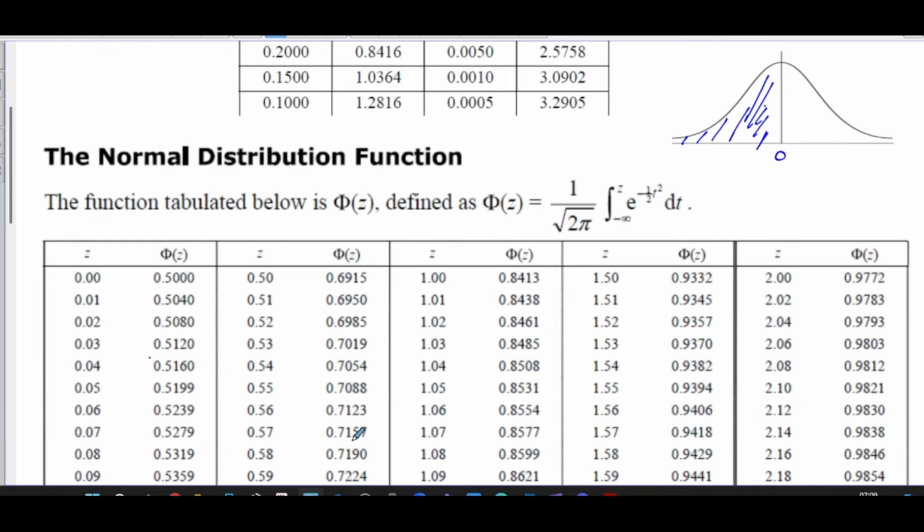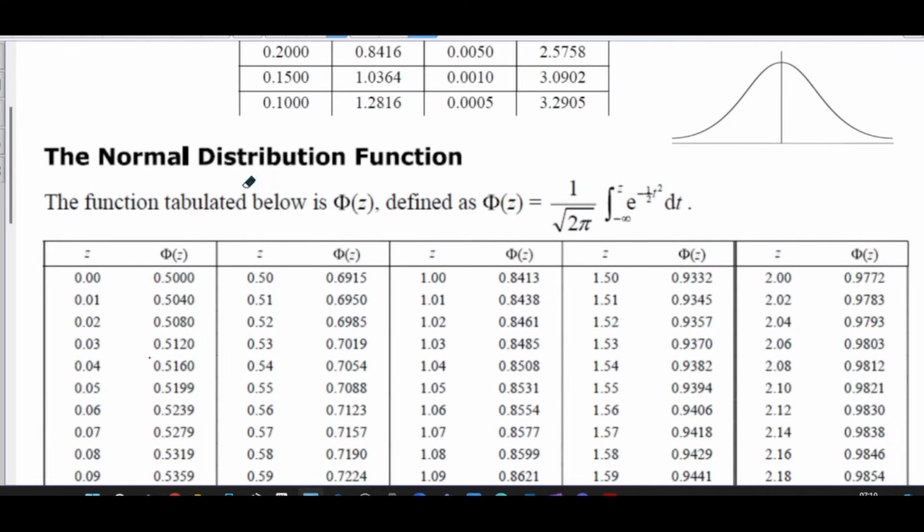If we have, for example, Z equals 1.03, that's going to be somewhere over here. And the area there, which is 0.8485, is all of this area to the left of it. That's why it's going to be bigger than 0.5, and more, basically. All right, so that's what this graph represents.